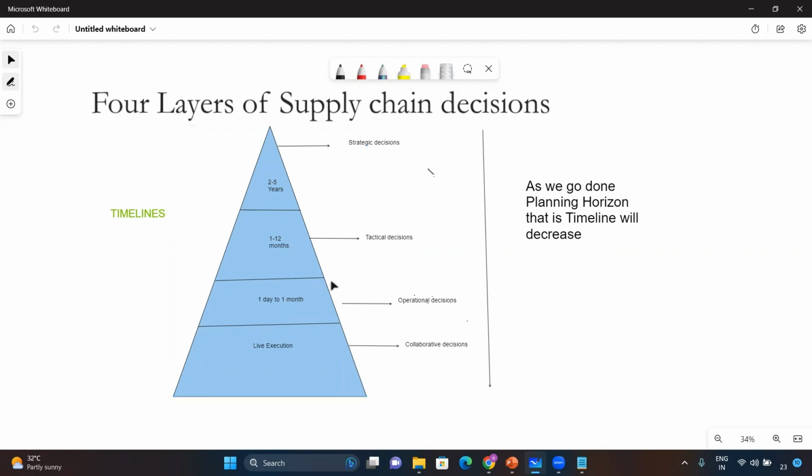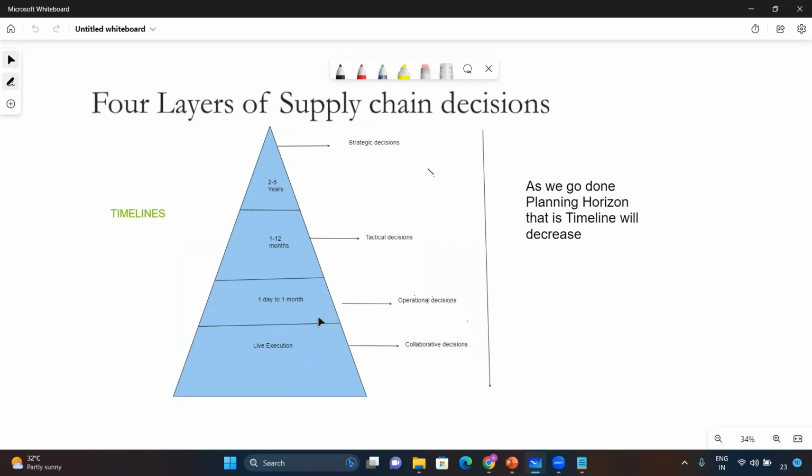Okay, now coming to the third layer, operational decisions. These are the short-term decisions that are made on a daily basis to manage the flow of goods and services through the supply chain. What type of decisions do we generally make here? Decisions like scheduling, routing, order processing. All those activities come under operational decisions. And the timeline is 1 day to 1 month.